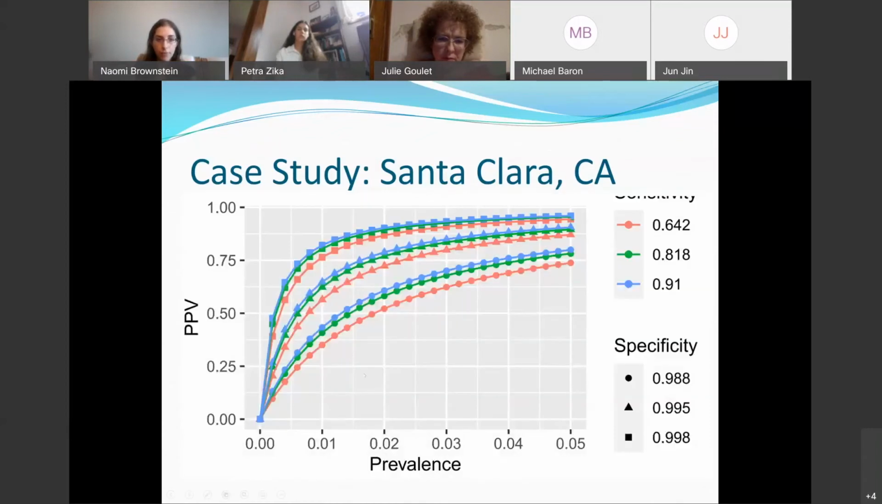So here's what the graph looks like. You can see we're looking at a relatively low prevalence range, 0 to 5. These were estimates from about March and April. And what you see is, again, even if your sensitivity is 0.64, so you're looking at the red ones, it doesn't really drop that much compared to the green and the blue for a specific shape.